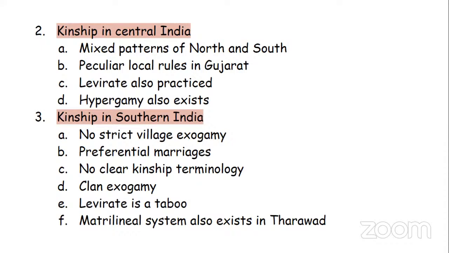And in southern India, levirate is a taboo. People would say it was not a common thing to do in southern India, marrying the husband's brother after the death of the husband. It was considered a taboo in southern India. And then matrilineal systems also exist in Taravada. Like Taravada structures, the matrilineal system was existing in southern India. So these are the features of kinship in southern India proposed by Iravati Karve.